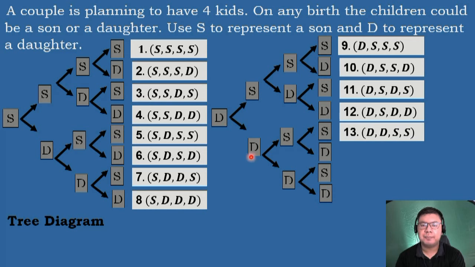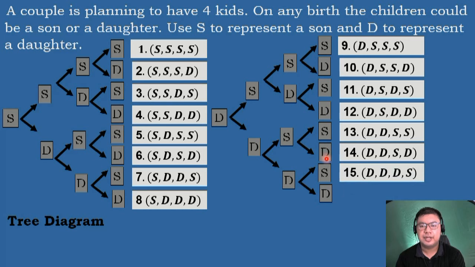And then the 13th possible outcome, it can be daughter, daughter, son, and then son. And then the next one, daughter, daughter, son, and then daughter. And then on the next one, daughter, daughter, daughter, and then son. And then on the last possible outcome, it can be daughter, daughter, daughter, daughter.